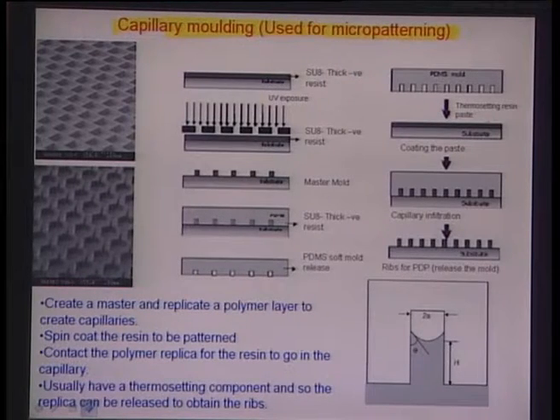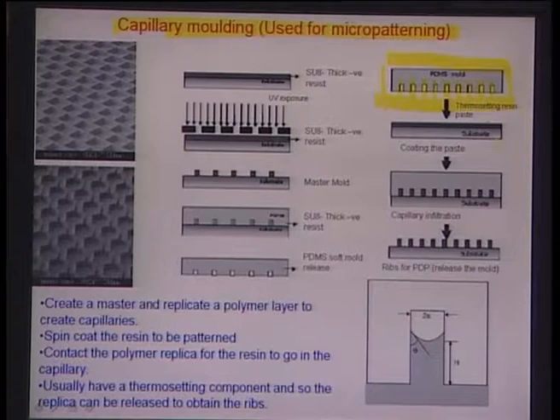So, the next process along the line is capillary molding. It is again one of the important processes, especially for display technologies sometimes. The process steps are very simple. You have again a mold made up of PDMS with these small micro capillaries made by replication and molding techniques. And essentially then we spin coat a thermosetting resin paste on to the surface of a substrate.